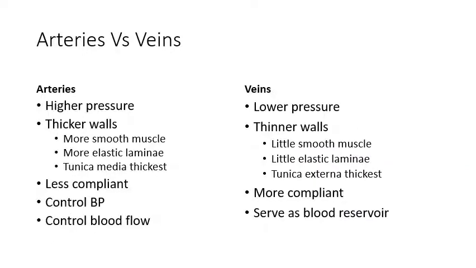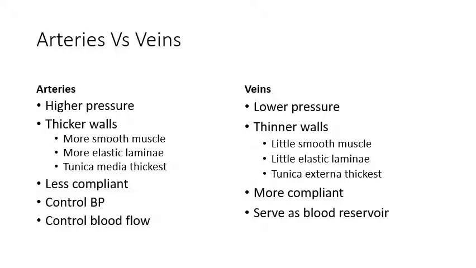So a basic rundown of some differences between arteries and veins. Arteries have a higher pressure, a higher blood pressure than what veins have. Veins have very low blood pressure. Arteries are going to have thicker walls than veins. Veins have thin walls and they have a larger lumen.